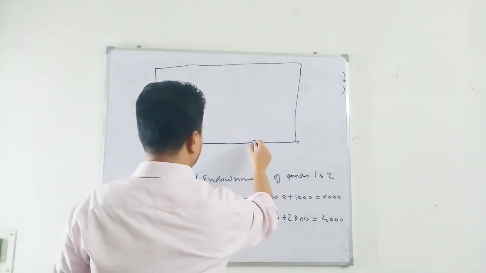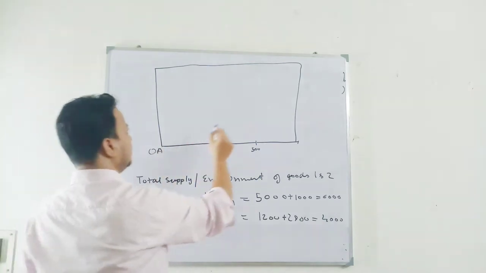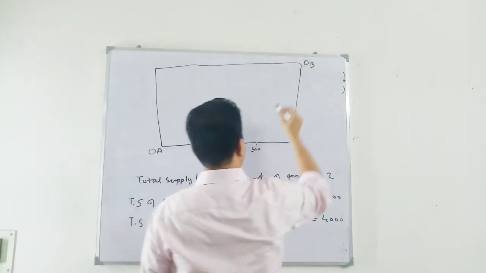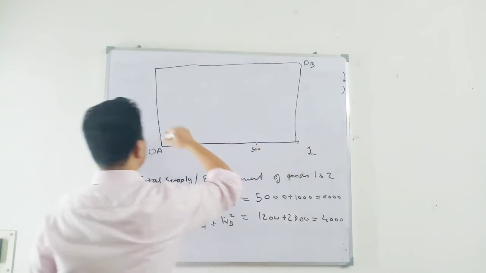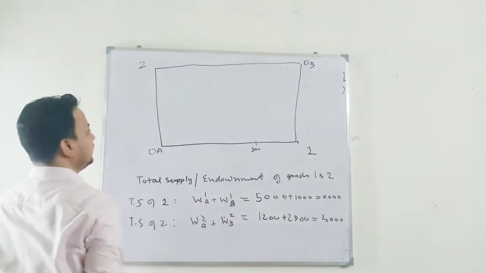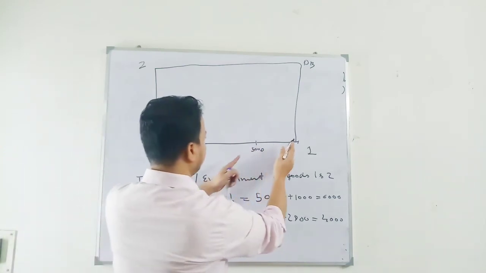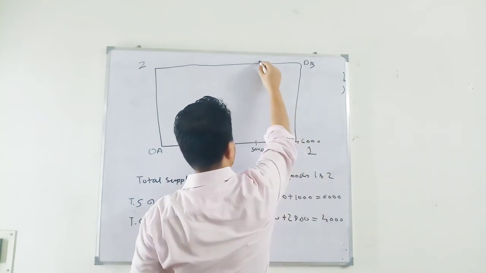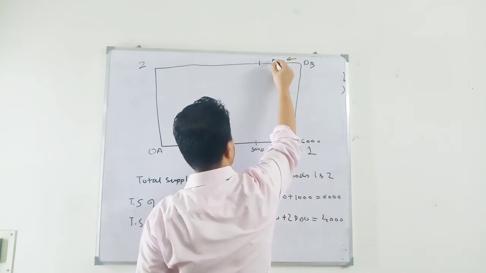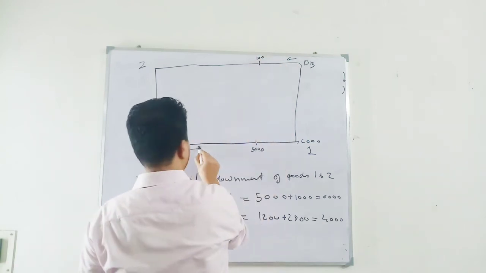And here is 5,000. This is the axis for A, and this is the axis for B. The horizontal axis represents good 1 and the vertical axis represents good 2. So 5,000, and the remaining 1,000, this total is 6,000. The 1,000 will be in this direction, this side. So here it is 1,000.